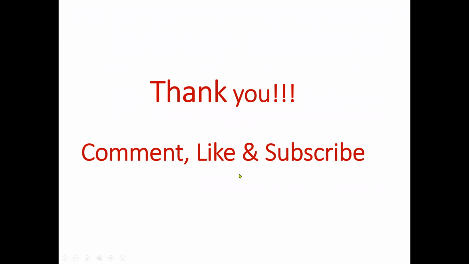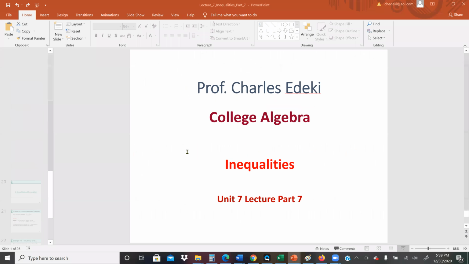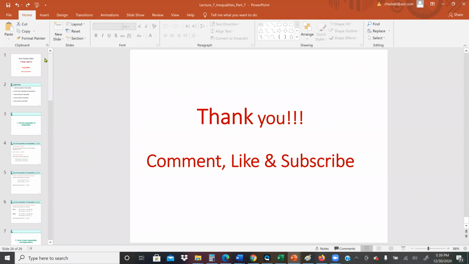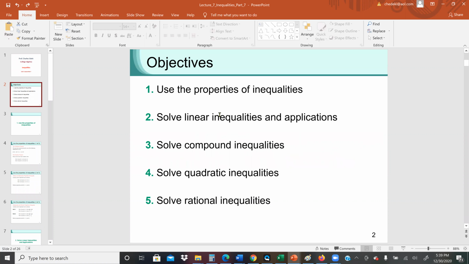So this will be the conclusion of our inequality section. In this section again, we went through the basic concepts. We did one example each. First, inequality properties. Secondly, we solved the linear inequalities. Then we solved the compound ones. We solved the quadratic, and also we solved the rational inequalities.